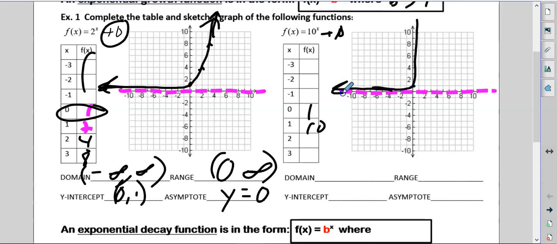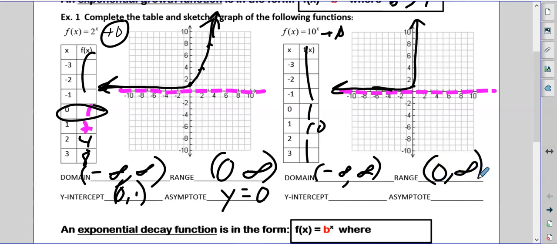You just do your best. It doesn't have to be perfect. Just don't cross that line. Okay? Like so. Don't worry about these points. That's enough. That's all you need. Domain not going to change again. Negative to positive infinity. The range on this one, same thing. It's going towards positive infinity, up forever, and never hits 0. The y-intercept, again, right here, 0, 1. And that asymptote is going to be y equals 0 again.